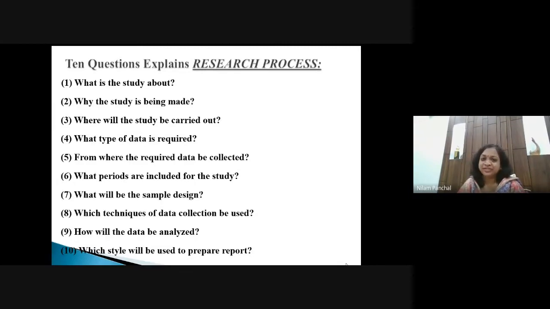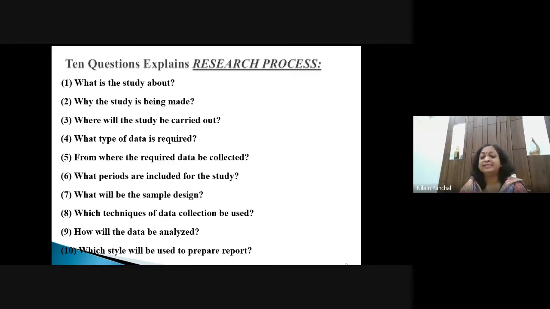So friends, in general, when we are saying research process, what do you need to do? There are 10 questions that explain the research process, according to me. The first is, what is the study about? Second is, why is the study being made? What is the reason? Third is, where will the study be carried out? That is, how would you collect the data?